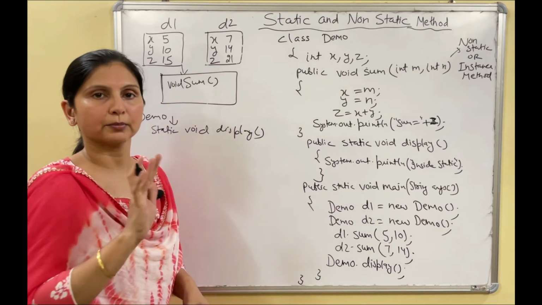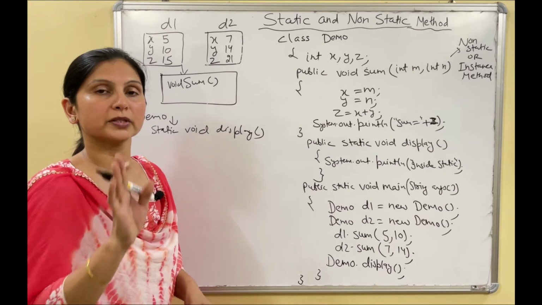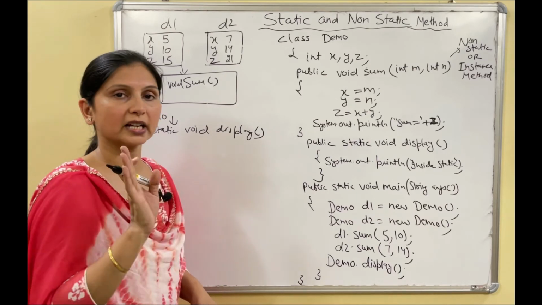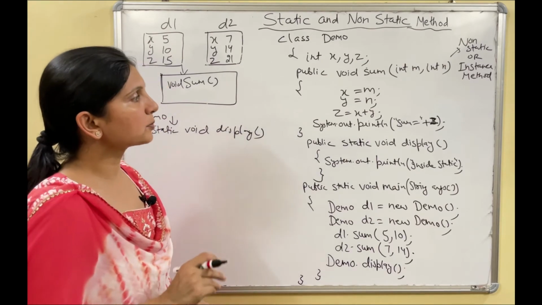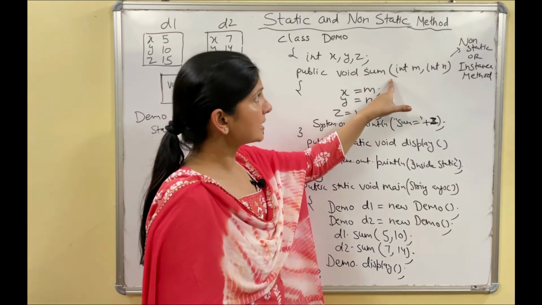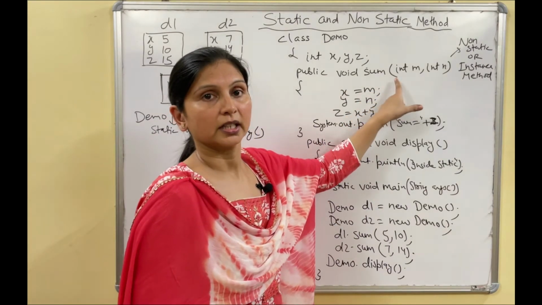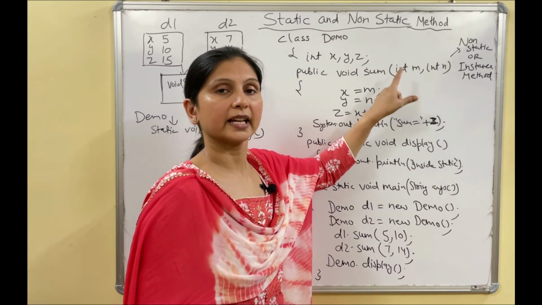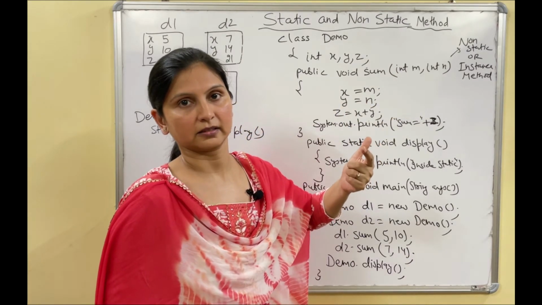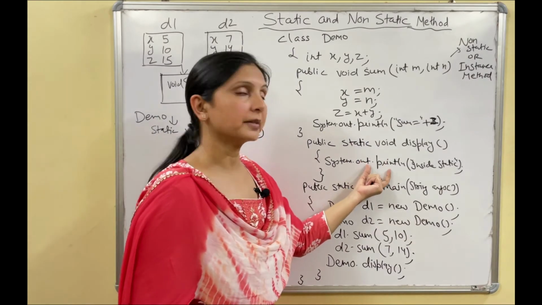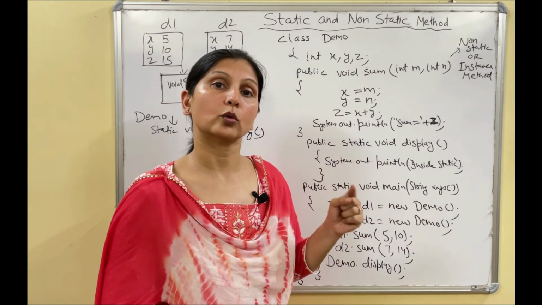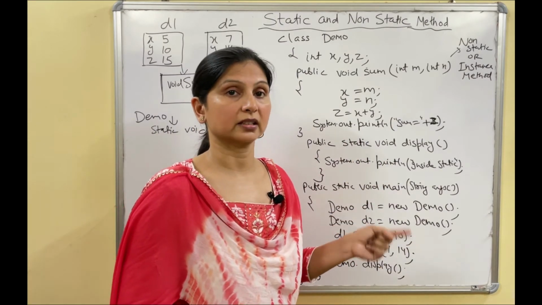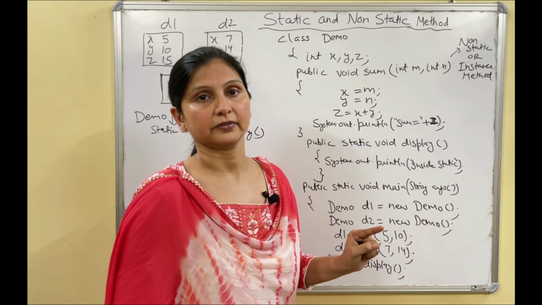So the first point, it doesn't belong to an instance, it doesn't belong to an object, and it can be invoked with the class name only. Now the next point is that a non-static method can access both non-static as well as static methods. But a static method can access only static methods directly. Are you getting?